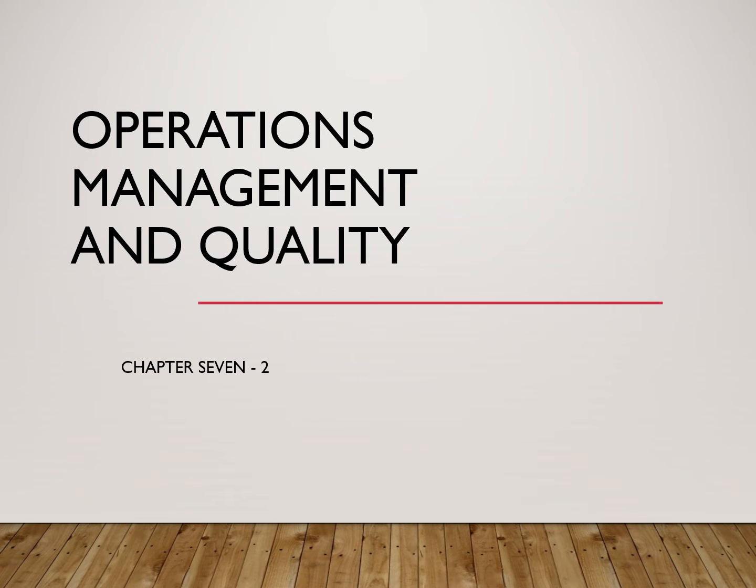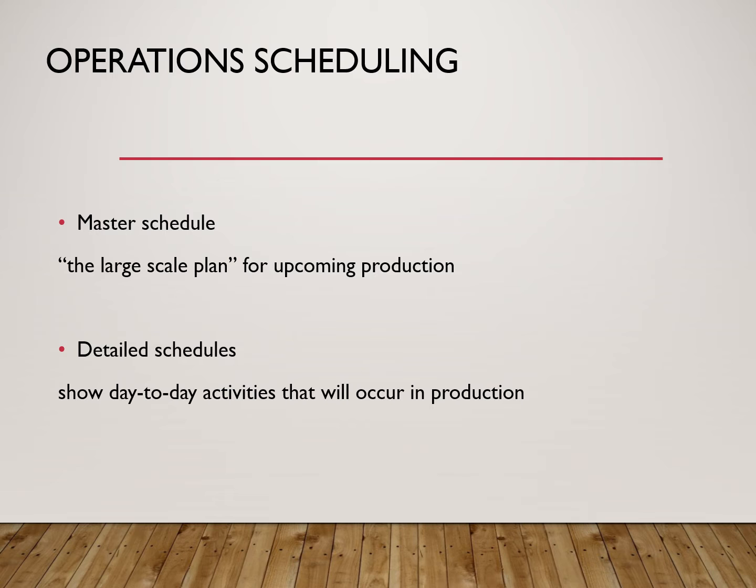So we are still continuing on Chapter 7. So we have two levels of operations scheduling. The first one is the master schedule, which is the large-scale plan for upcoming production. The detailed schedule shows the day-to-day activities that will occur in a production.